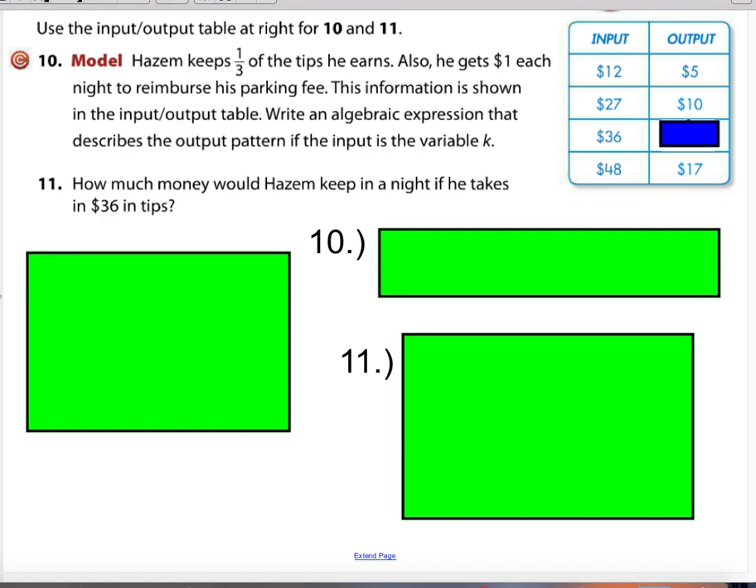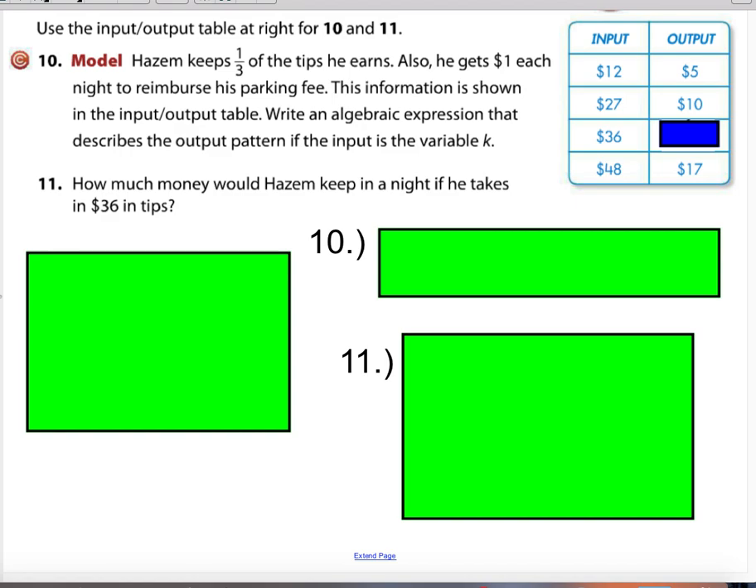Hazim keeps 1/3 of, that's a clue. The word of means multiplying a lot of times. Keeps 1/3 of the tips he earns. Also, he gets $1 each night to reimburse his parking fee. So it's almost like it's a two-step operation going on here. This information is shown in the input-output table. Write an algebraic expression that describes the output pattern if the input pattern is the variable k.